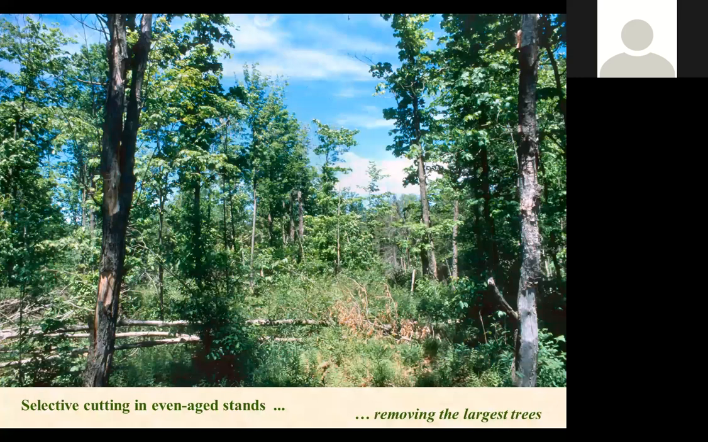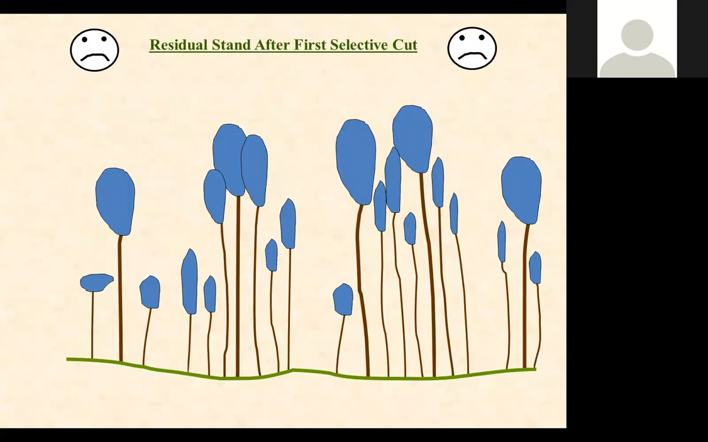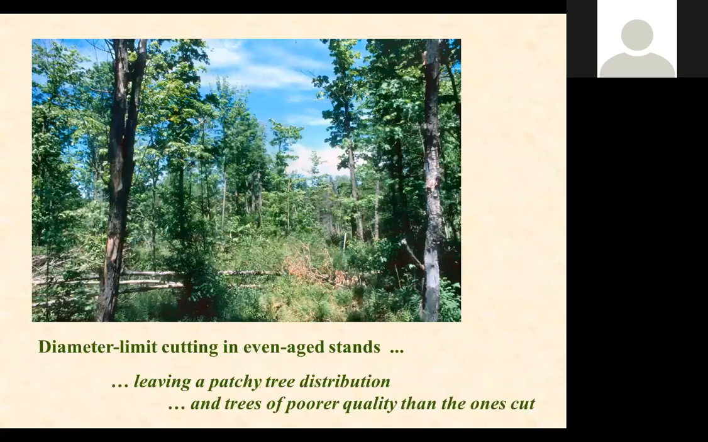This was a fully stocked, 100% relative density northern hardwood stand prior to thinning. Note the patchiness, but also note that the trees left behind, the ones in subordinate canopy positions, have poor quality. They're just not good trees. That's the result of a diameter limit cut or a selective cut in this even age stand. And that's what it looks like. Patchy, with poor quality trees left behind, at least compared to the quality that was taken out with the diameter limit cutting.